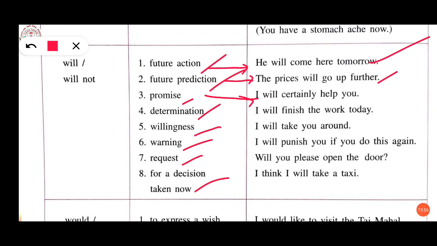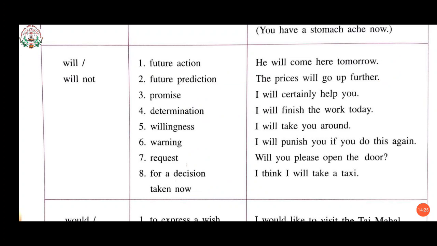Fourth is determination, and that is I'll finish the work today. Fifth is willingness. I will take you around. Warning. For warning, I'll punish you if you do this again. Seventh is request. Will you please open the door? And eighth one, for a decision taken now, that is I think I'll take a taxi.